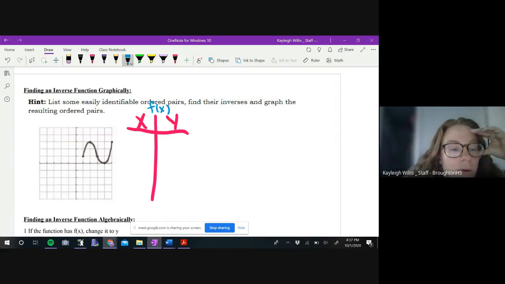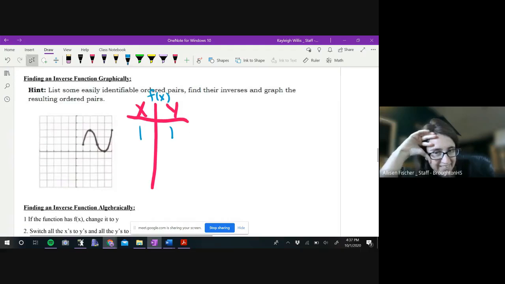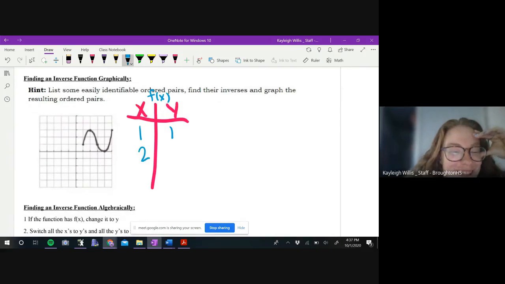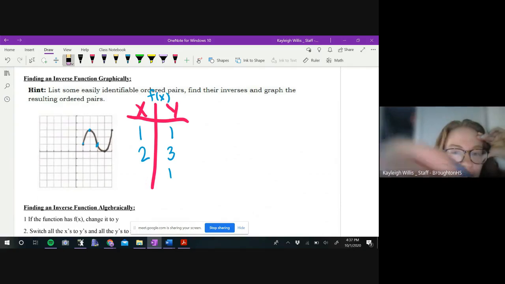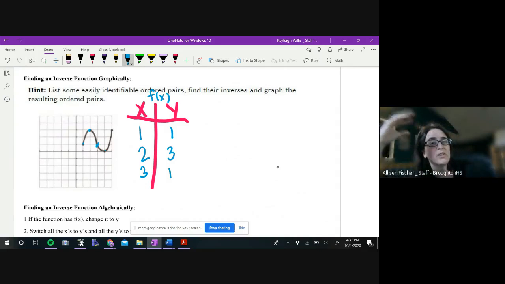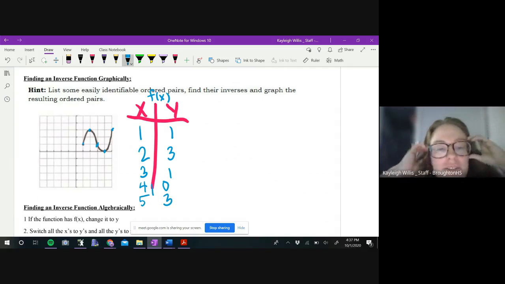Okay, so I have my first point. Let's not mess this up this time. We have (1, 1). My second point is (2, 3). Then this next point right here is (3, 1). There we go. I jinxed myself. I'm paying closer attention today. We have (4, 0). And then that very last point is (5, 3). So it says find their inverses in graphs.